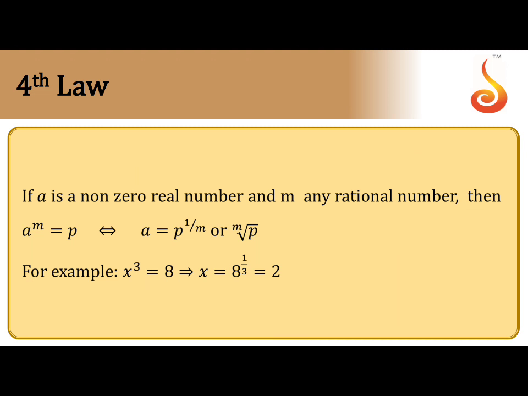Next, the fourth law of indices. If A is a non-zero real number and M any rational number, then A power M whole power P. This is another most important one. The left side has a power, the right side has no power. In this case, if you transfer M to the right side, it becomes a fractional power. So A equals P power 1 by M, or you can write it as the M-th root of P. If A power M equals P, then A equals P power 1 by M.